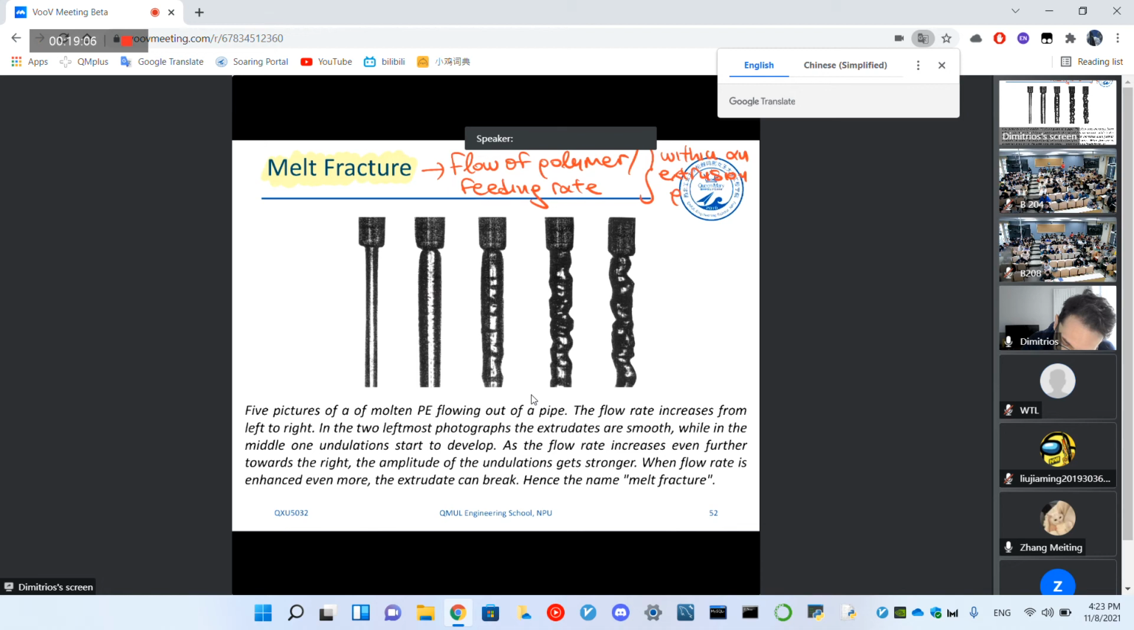Let's see what's happening when we increase the flow rate. How do we increase the flow rate? By controlling the RPM of the screws, okay? So if we keep the feeding rate constant and we increase the RPM of the screws, we increase how fast the polymer travels throughout the extruder, we end up with melt fracture, okay?